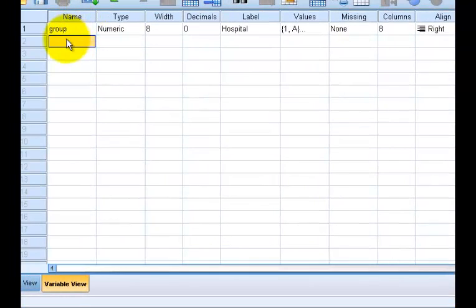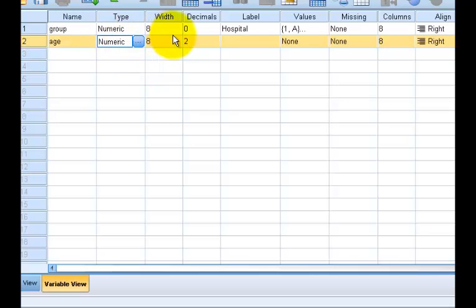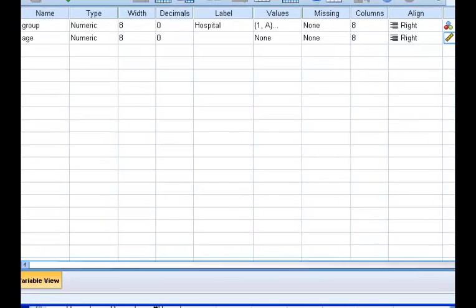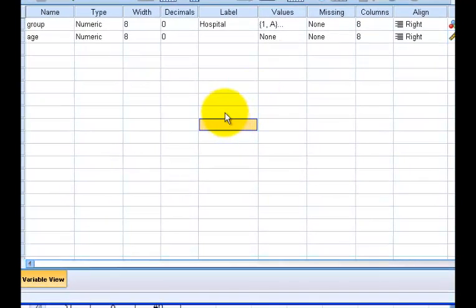Okay, your second variable is going to be just age, right? It's going to be numeric, and then we didn't measure decimals with the ages. We could have, but we didn't, so no decimals. And again, we need to tell SPSS that that is a scale variable, a score variable, continuous variable, whatever you want to call it.